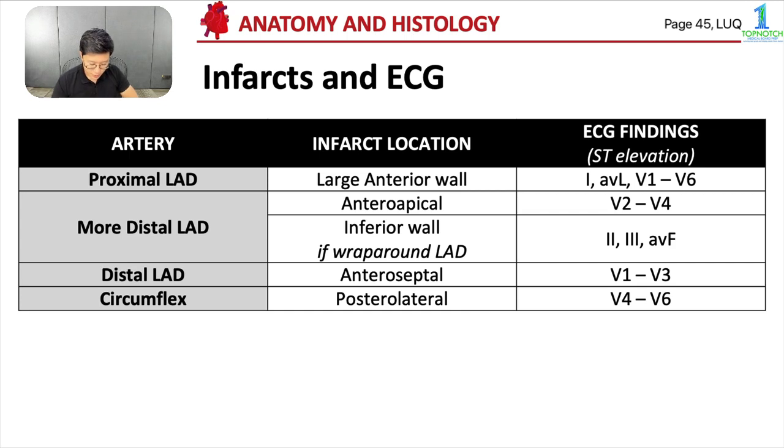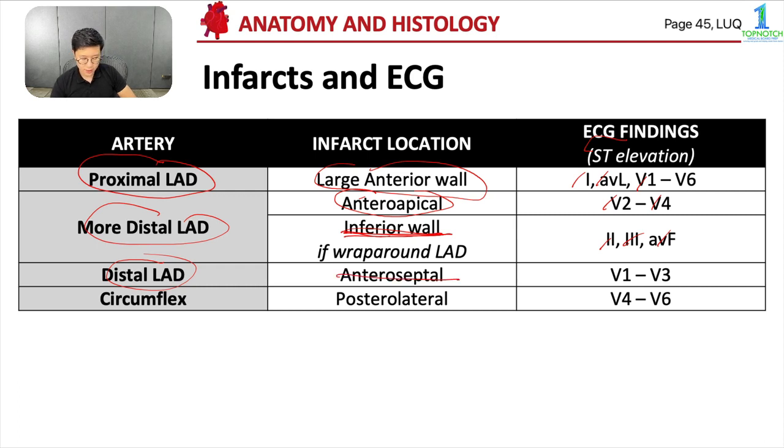So infarcts and ECG. If the artery block is the proximal left anterior descending or your anterior interventricular, then you have a large anterior wall infarct, and it will be seen as ST elevation in leads 1, AVL, V1 to V6. If it's more distal, if it's anteroapical, then at the apex, so it will be picked up by leads V2 to V4. If it's at the inferior wall, so inferior at the floor, it will be leads 2, 3, and AVF. If it's distal left anterior descending, it's anteroseptal, so it's going to be picked up by V1, V2, and V3. If it's the circumflex, it's posterolateral, so lateral and posterior, it's going to be picked up by your V4, V5, and V6 leads.